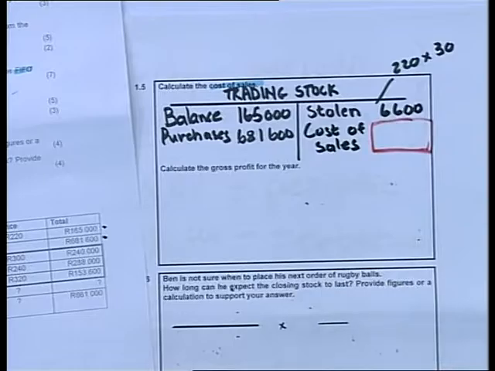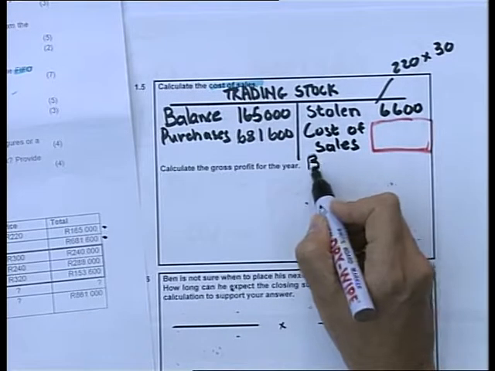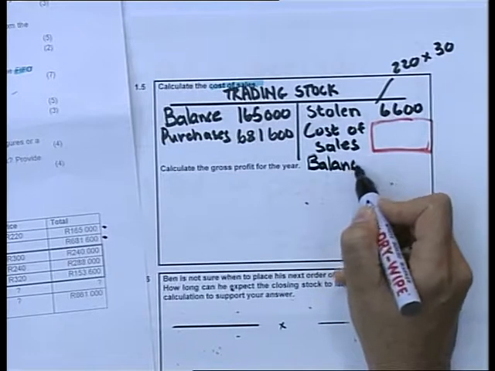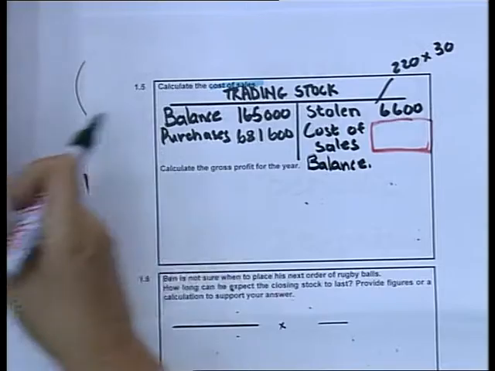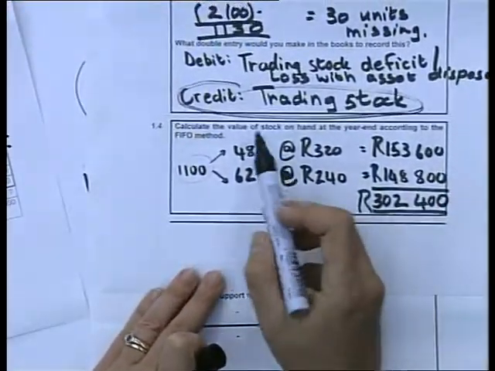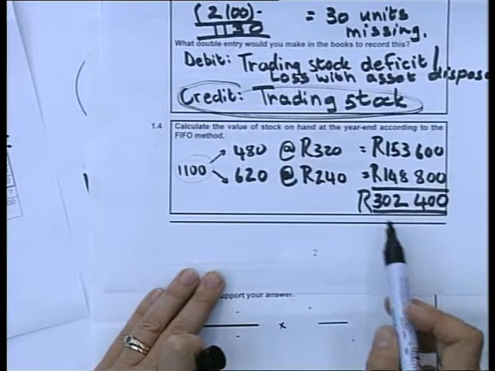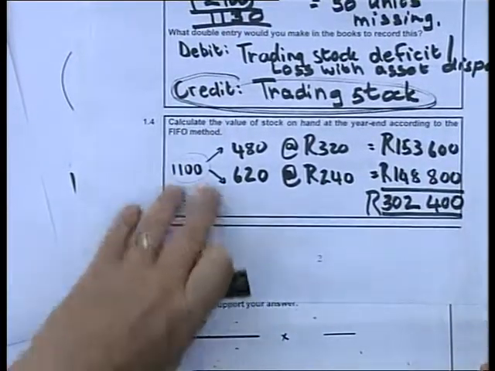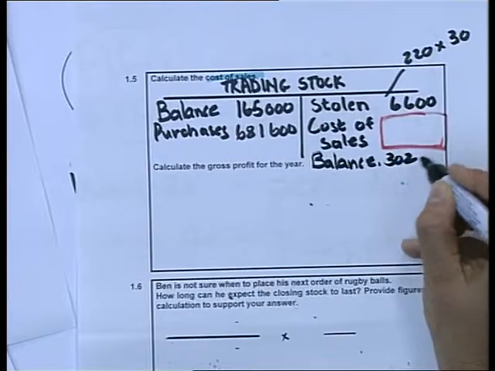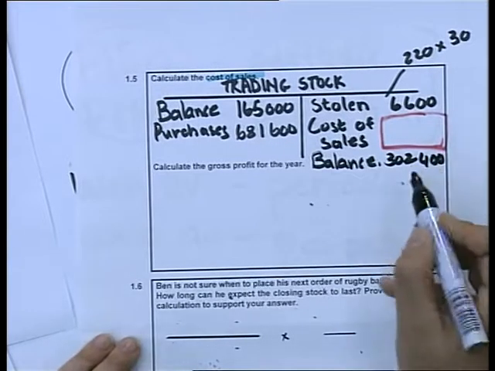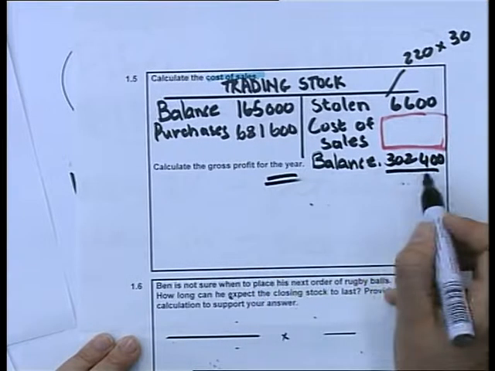What do we have, however? We do have the closing balance. Remember, we just calculated that in the previous question. Let's go back there. What did we calculate? The value of the stock at the end of the year. 302,400. So now I can write that in there. 302,400.